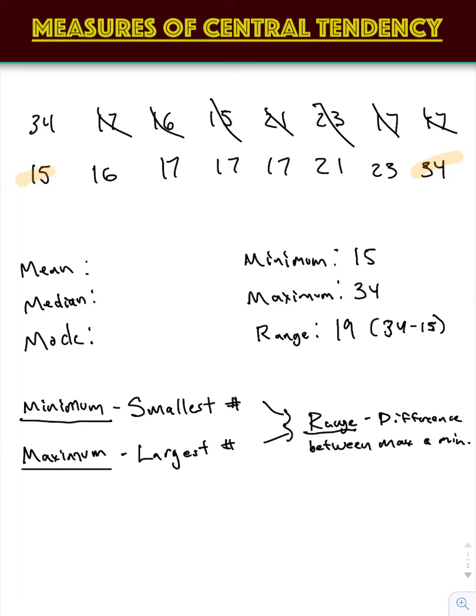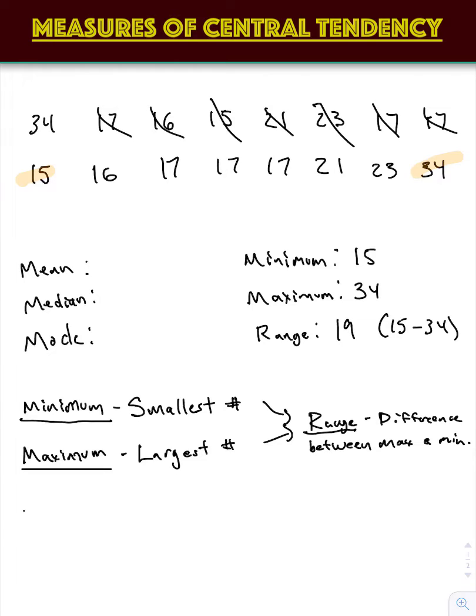Sometimes people will actually, in parentheses with range, put the smallest number through the biggest number. They'll write it like that, 15 through 34 with a range of 19. So I'll just leave that there.